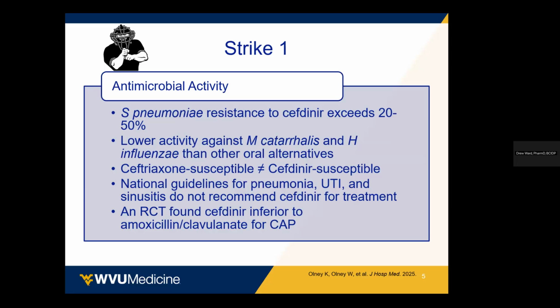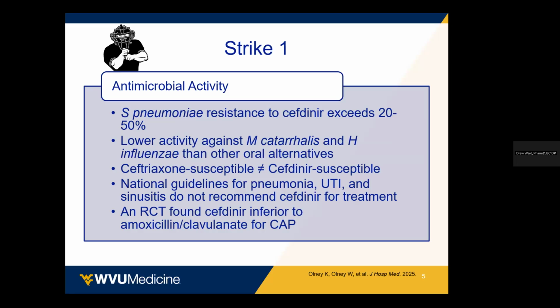Ceftriaxone should not be used as a surrogate marker for Cefdinir susceptibility when we've isolated an organism, whether that be from the respiratory tract or the urinary tract. Using ceftriaxone as a surrogate for Cefdinir often overestimates susceptibility to Cefdinir, often by 30 to 40%, depending on the organism that we're looking at. Notably, national guidelines for pneumonia, UTI, and sinusitis don't routinely recommend the use of Cefdinir for treatment.